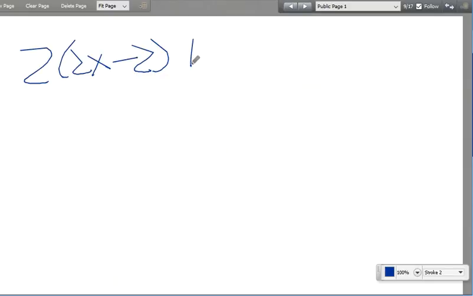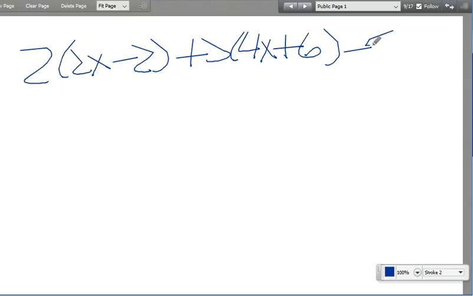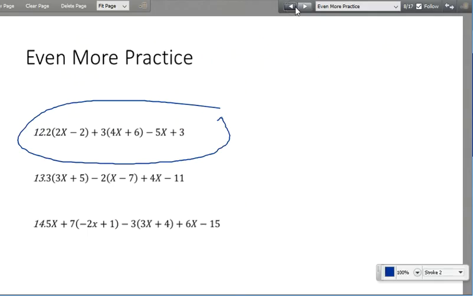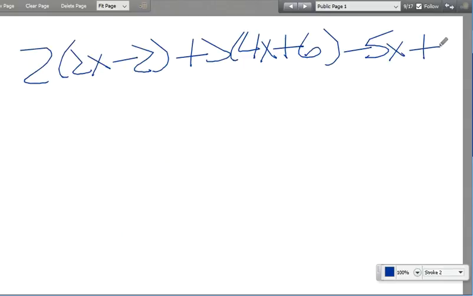Plus 3 times 4x plus 6. And then minus 5x plus 3. Okay, so this looks really complicated, but it's not. It's actually fairly easy. We just have to remember to follow our process correctly. So when we're simplifying an expression, we need to make sure we're following order of operations.